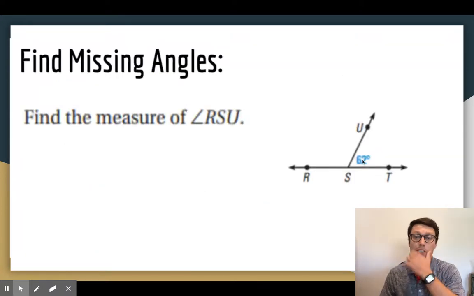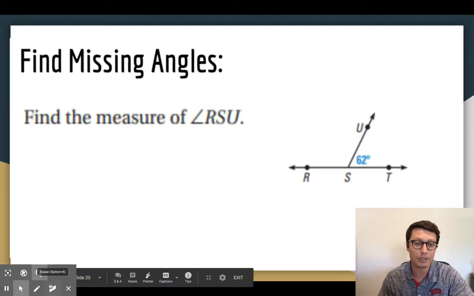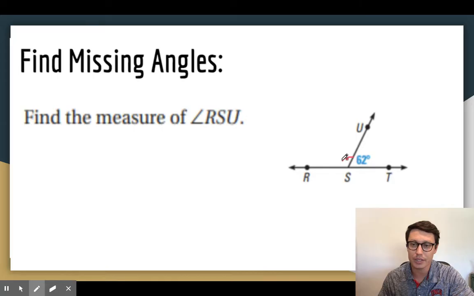Okay, so find the missing angle. Find the measure of angle RSU. Okay, RSU, that is this angle right here. All right, so first we need to think. I'm going to write down the 3 steps. Step 1, what type of angles do we have? Linear pair, supplementary, complementary, vertical. Well, we see that this here is a straight line, so that makes me think 180 degrees. Are they touching each other? Yes. This here is a linear pair.